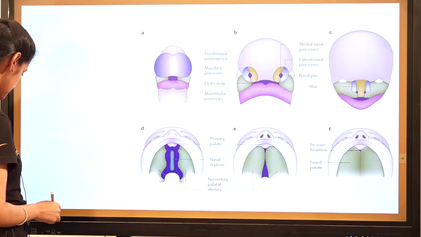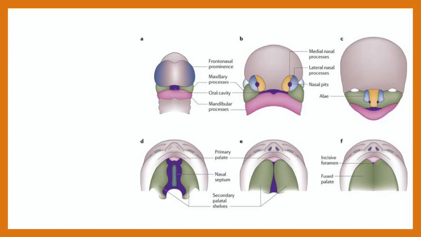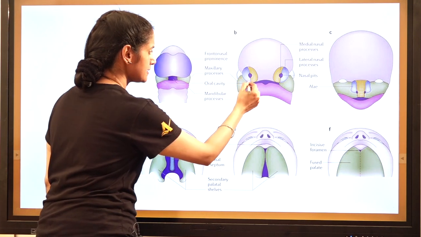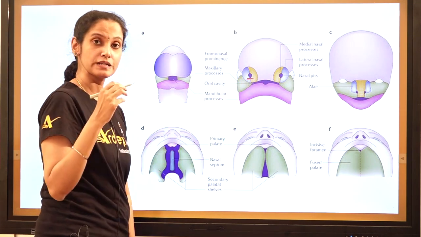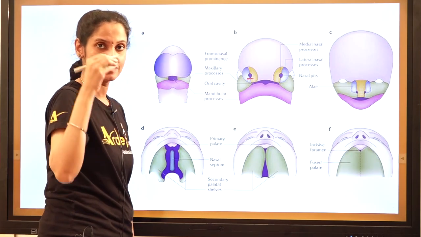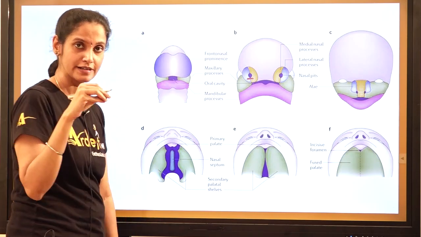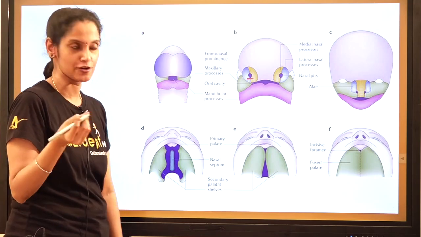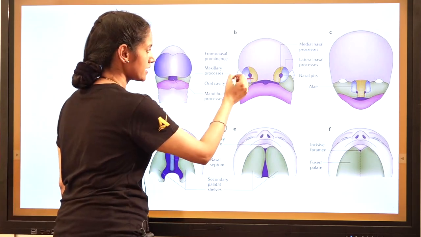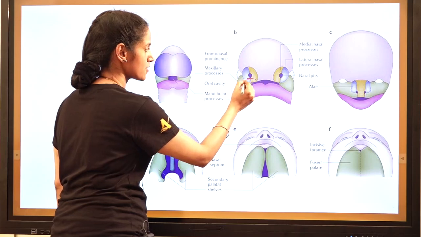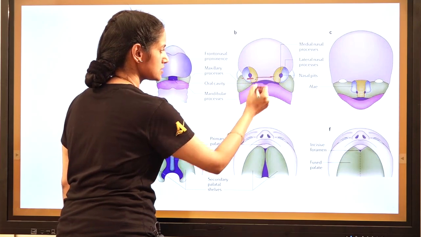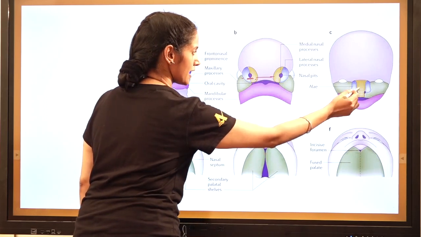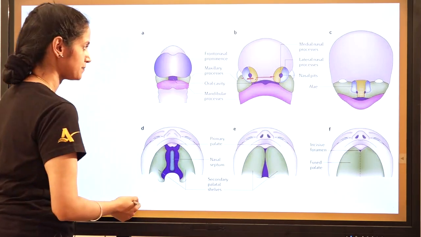So this is the picture you need to know. So I was telling about the nasal placodes, right? So this portion is a nasal placode which will later form a depression. The depression will become the future nostrils. On its medial part and the lateral part, you have the medial nasal process and the lateral nasal process. So the two medial nasal processes join to form the upper lip and also the primary palate.